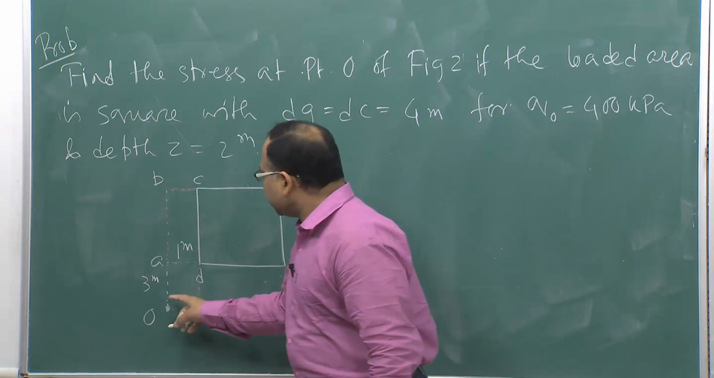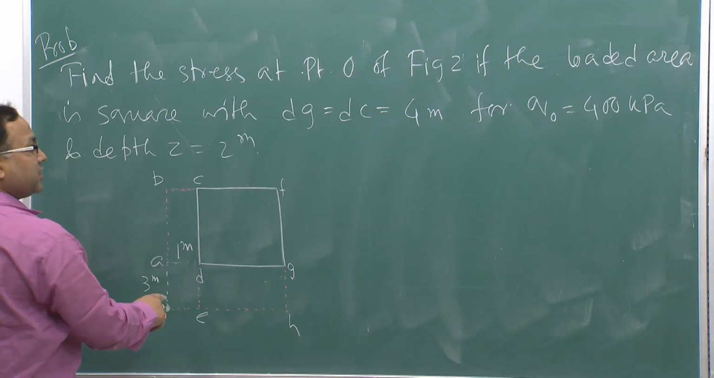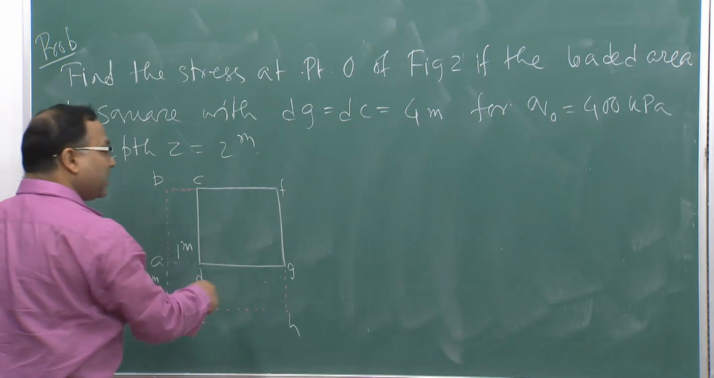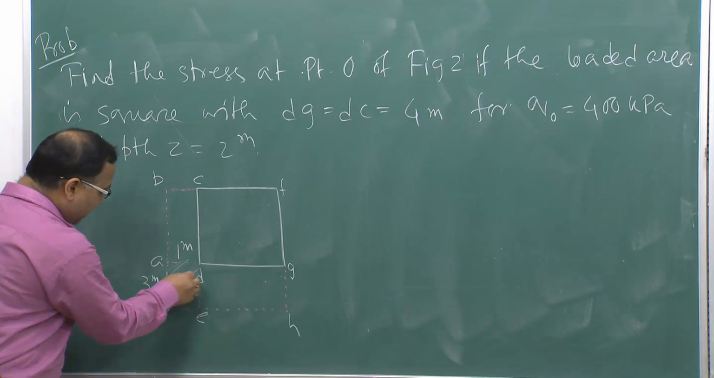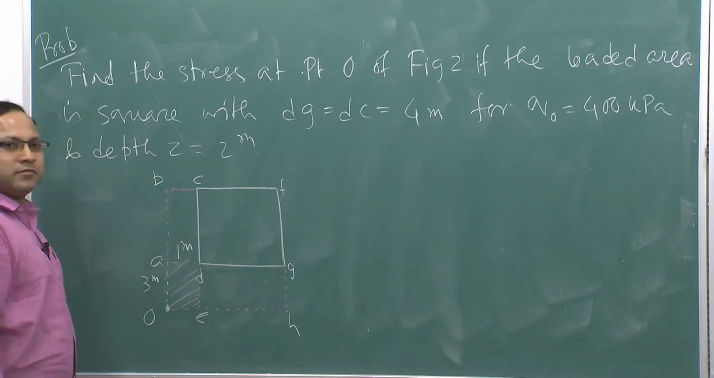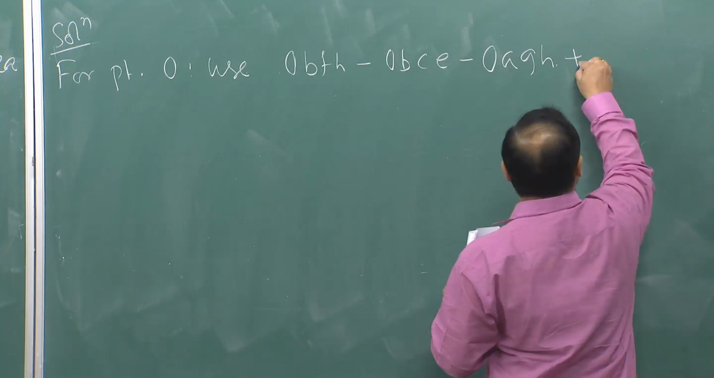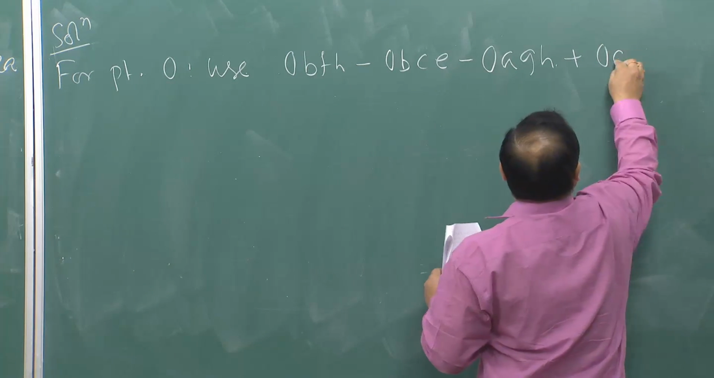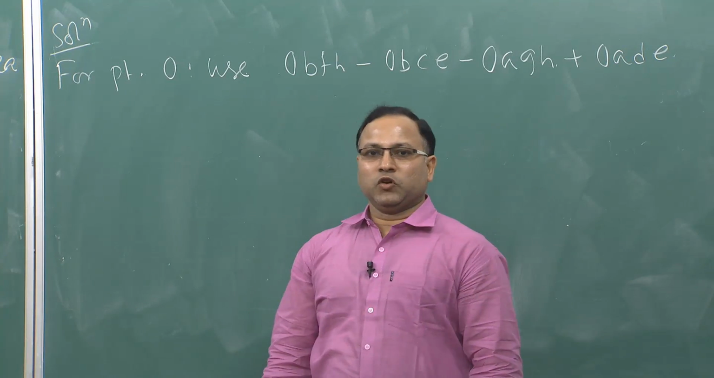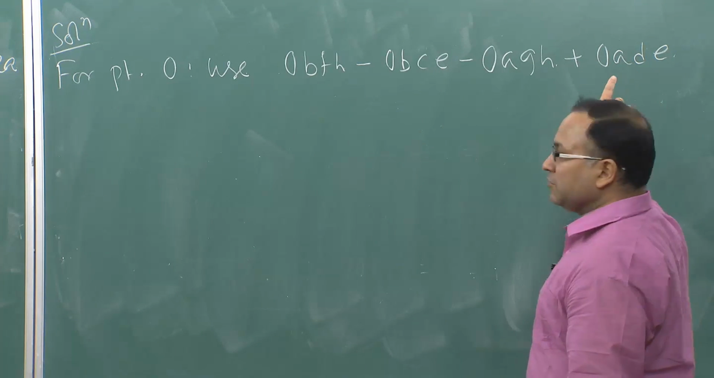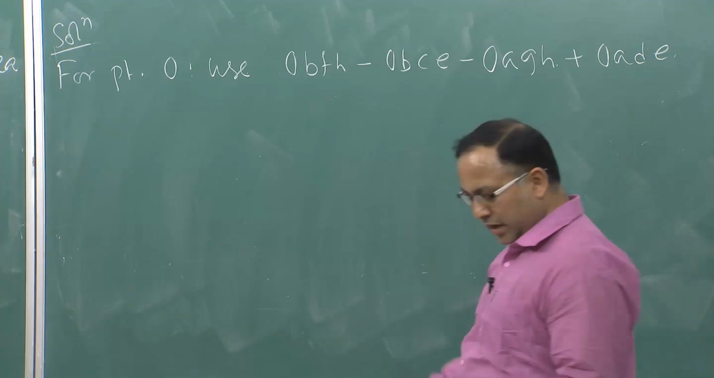Now when I have considered OBCE and OAGH and deducted these two areas from OBFH, basically I am deducting this part twice. So therefore it has to be added back, at least one part should be added, OADE. Okay. So if you do this operation, then you will be getting the stress at point O. So let us do that.